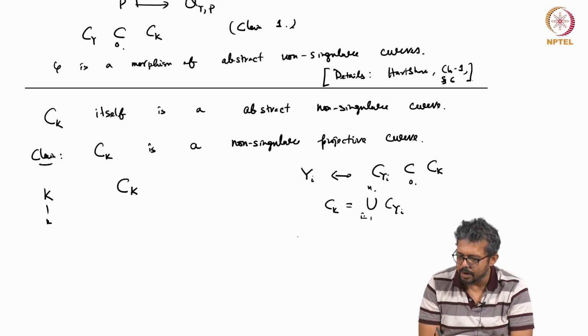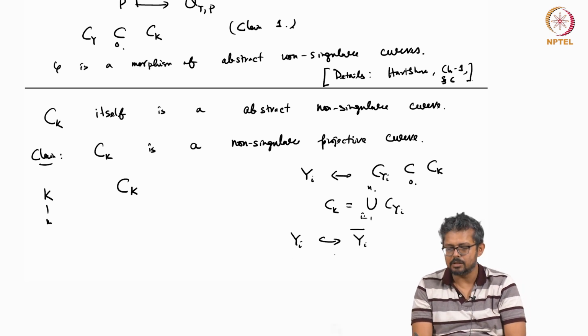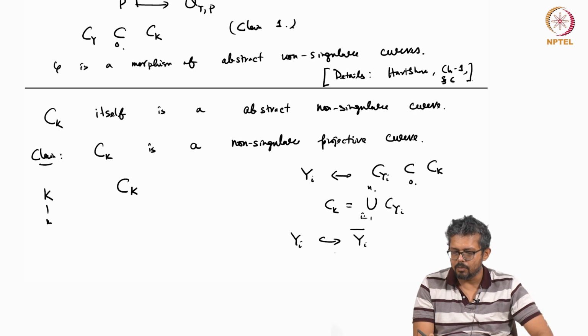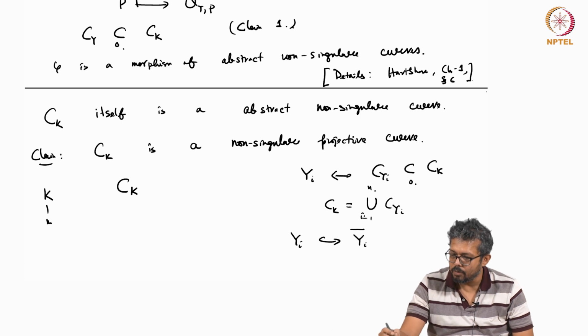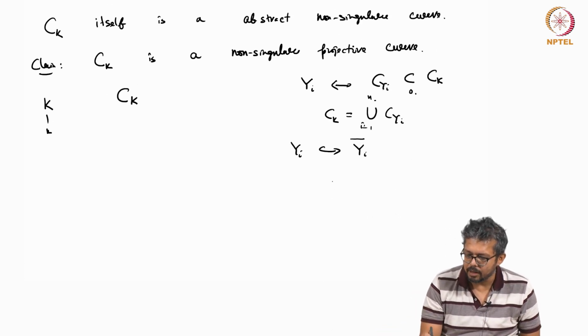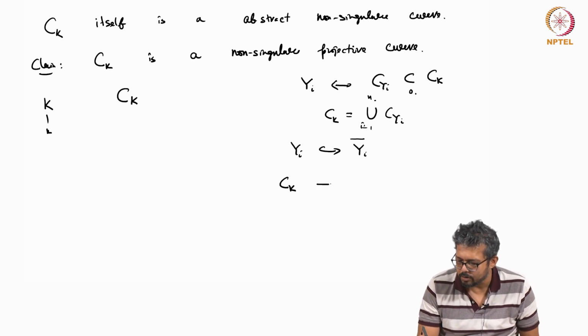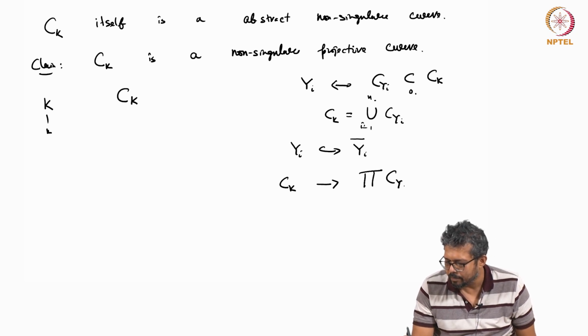Now the point is that you can put each Y_i in its closure. This is some curve, and you can always put it in some projective space and take the closure. Now what you do is take the product of these. So let's call this Y_i bar. Then C_K you can embed into the product of the Y_i bar.